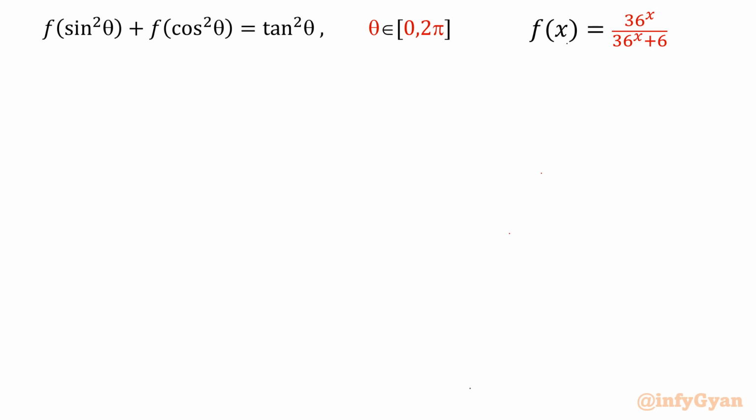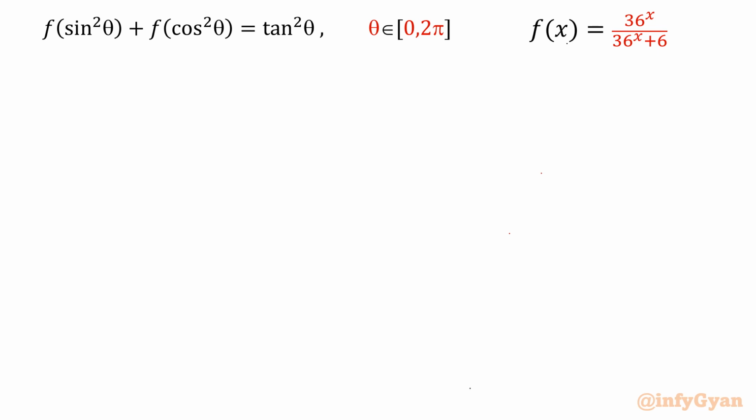Today we are going to solve f(sin²θ) + f(cos²θ) = tan²θ, if θ is between 0 and 2π. We will find the principal solution. The important point is that f(x) is given in this question: f(x) = 36^x over 36^x + 6.